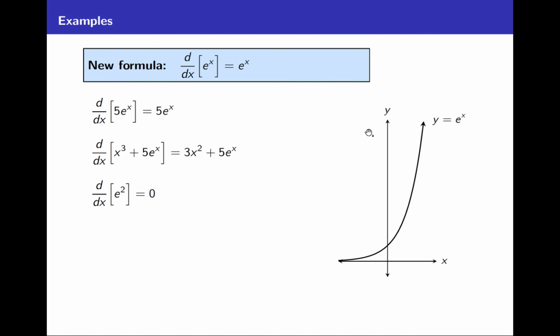To underscore that, here's the graph of e to the power of x. It's a variable function. It increases with x. But if you graph y equals e squared, that's just a straight line, a horizontal line, whose y-intercept is the number e squared. And all of those slopes are 0, wherever you are. So the derivative is equal to 0. So it makes sense.